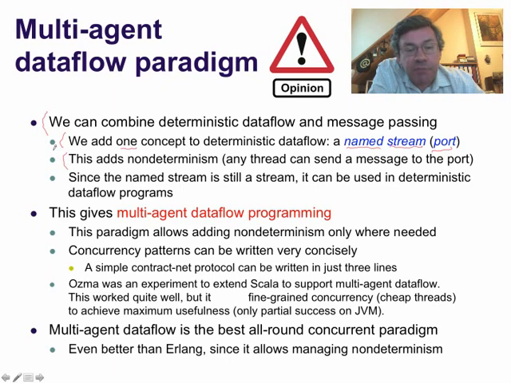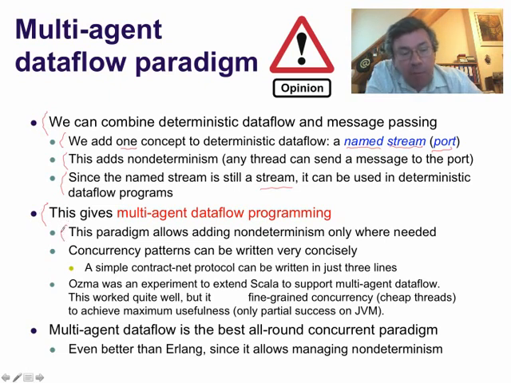This adds non-determinism, since any thread can send a message to the name of the stream and the message will appear on the stream. You have automatically non-determinism. Many threads sending to one stream, the messages will appear in any order. And since the named stream is still a stream, of course, it is very well integrable with deterministic data flow. So it's a seamless extension of deterministic data flow. So the resulting paradigm is called multi-agent data flow programming.